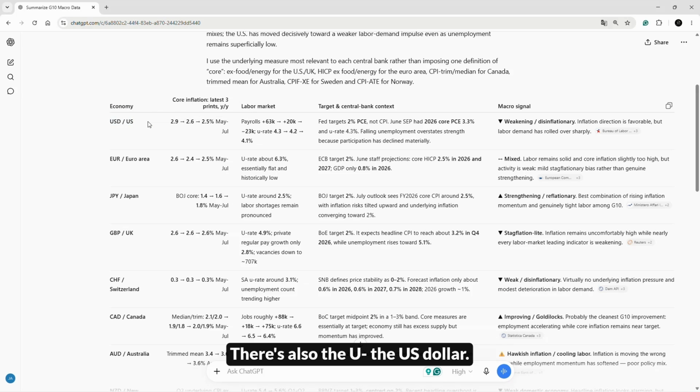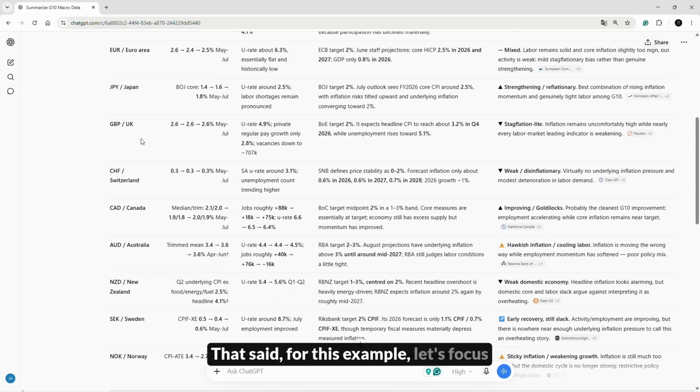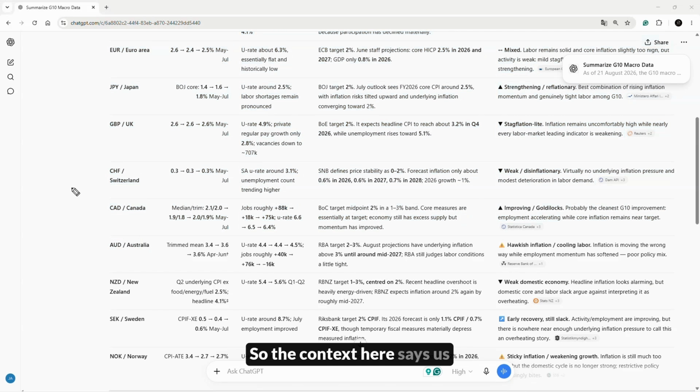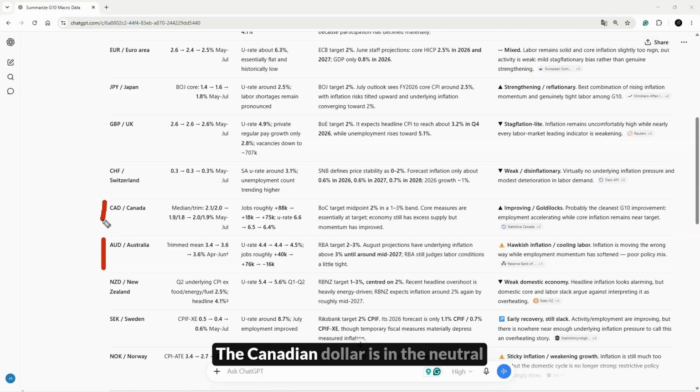There's also the US dollar. The US right now is in a weakening disinflationary force with the labor market weakening despite the unemployment rate actually falling. If you remember, it's not just the headline. Here, ChatGPT in fact says the unemployment is falling because participation has declined materially, so it's overstating the strength of the labor market. That said, for this example, let's focus on the Swiss franc against the Canadian dollar and the Australian dollar. So the context here tells us that the Australian dollar is in the hawkish bucket. The Canadian dollar is in the neutral to maybe slightly hawkish bucket.